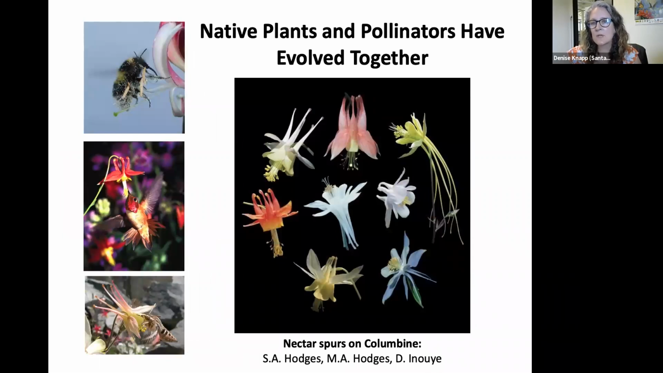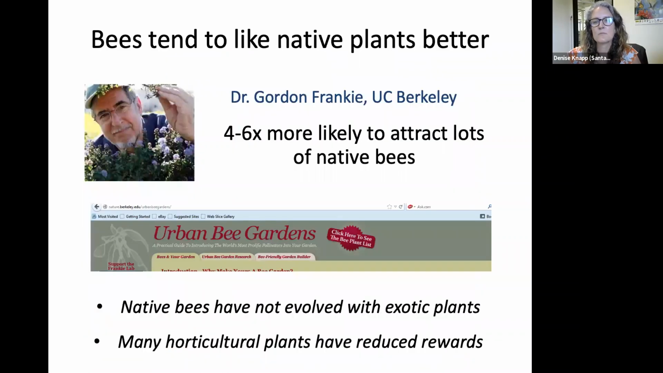And this makes sense because native plants and pollinators have evolved together. So these are images of columbine flowers, and you can see they have different lengths of what are called spurs for the nectar. That corresponds to the different length of the mouth parts of these different creatures that pollinate them, which have shifted over time in some cases from bumblebees to hummingbirds to hawk moths, which have the longest mouth parts, or proboscis, that can reach down into those real long nectar spurs. Next.